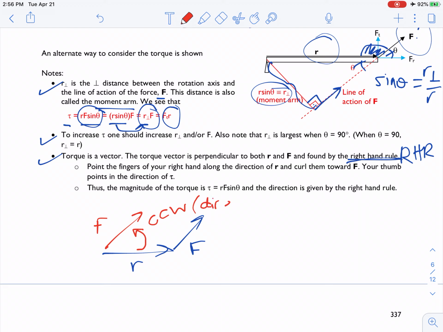And this is the direction of torque. Another way of saying this is your thumb is coming out of the page when you curl your fingers counterclockwise. And the magnitude of the torque is RF sine theta, and the direction is given by the right-hand rule. So torque is a vector, right-hand rule will give us the direction, and RF sine theta will give us the magnitude.